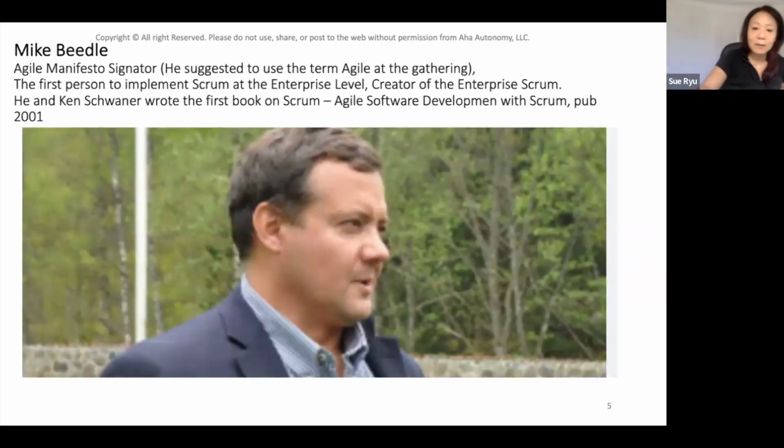As you know, Mike Beedle is an Agile Manifesto signatory. Did you know that Mike is the one who suggested the term Agile at the gathering? You also know that he is the first person to implement Scrum at an enterprise level, and of course, he's the creator of Enterprise Scrum. He also wrote a book with Ken Schwaber, which happened to be the first book on Scrum, called Agile Software Development with Scrum, published in 2001.